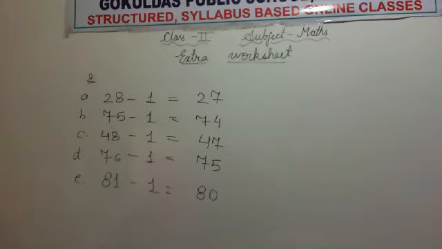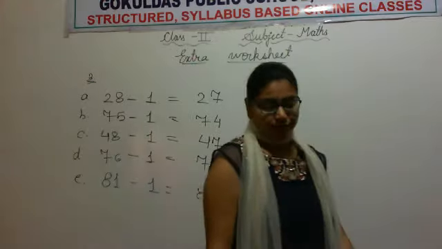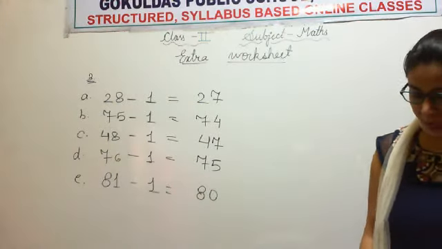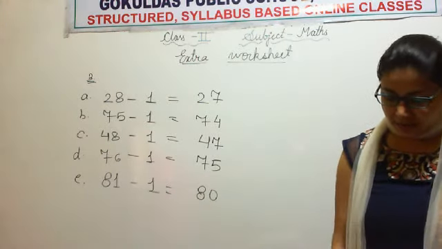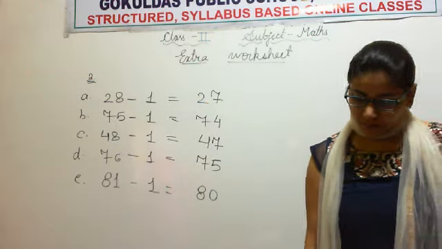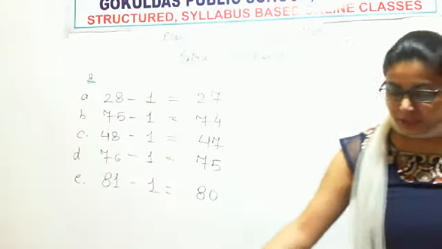Whenever we see minus 1, we know the subtraction property. Whenever 1 is subtracted from any number, the result is the previous number. So all of you, I hope you have checked your answer. Now moving towards the next question.